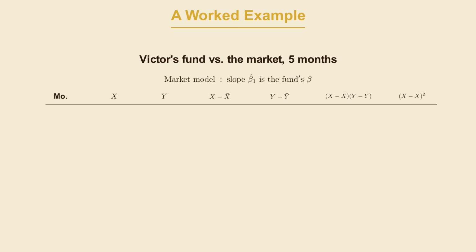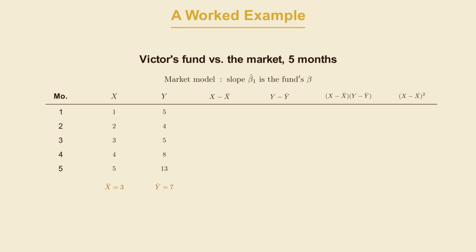Here are the 5 months. The market's excess returns are 1, 2, 3, 4, and 5%, and the fund's excess returns are 5, 4, 5, 8, and 13%. First, we need the means. The market returns average out to 3%. The fund returns average out to 7%. So our average x is 3 and our average y is 7.